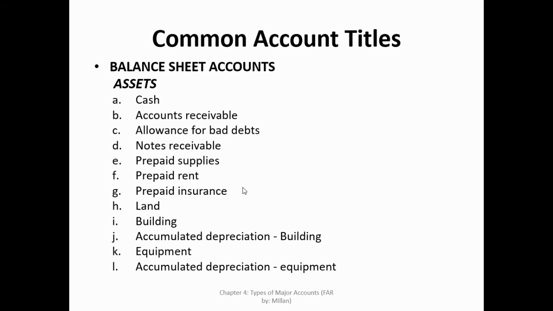Another one is the prepaid rent. So, ito yung mga rent na binayaran mo in advance. So, ang keyword mo is prepaid. Binayaran mo in advance. So, prepaid rent. Nagbayad ka in advance ng renta. So, bakit siya asset? Siyempre, hindi mo pa kasi nagagamit yung renta. So, asset mo pa siya sa time na yon. Next is the prepaid insurance. So, prepaid insurance, ito din yung mga insurance na binayaran mo in advance. So, prepaid insurance.